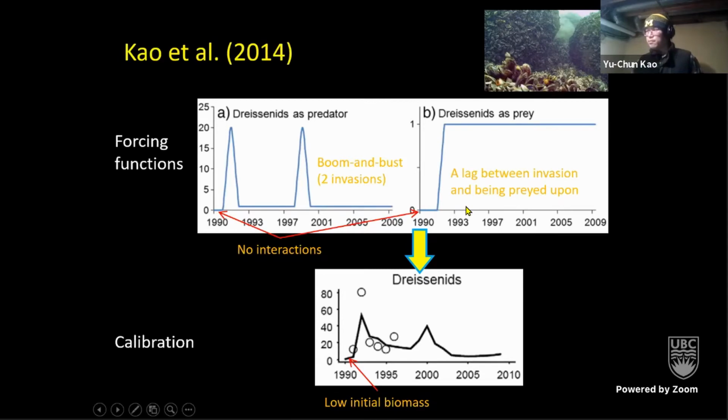And for dreissenids as prey, initially they were not vulnerable to predators, and then they will be like this. And then we fit it to the model. It can generally catch the pattern, but still cannot reach the highest observed level. We only have data up to 1996. This is really our hypothesis.